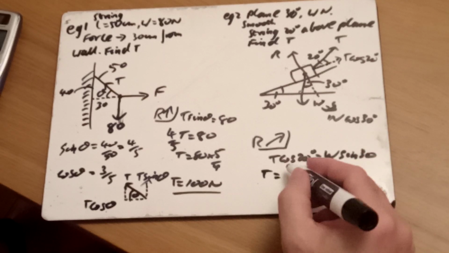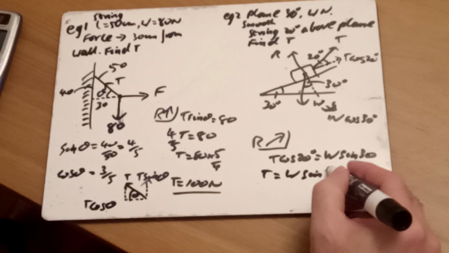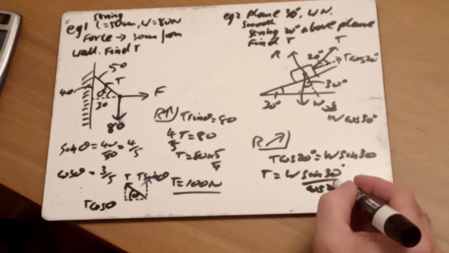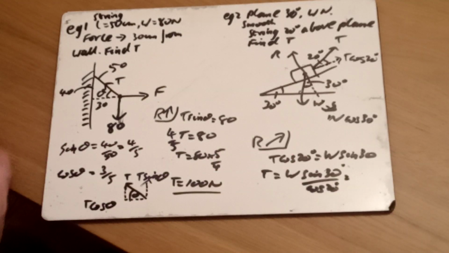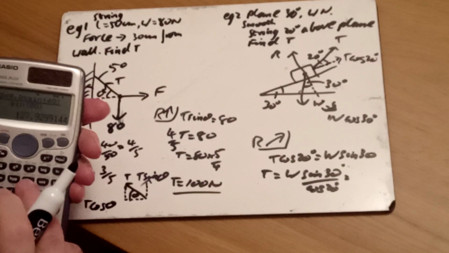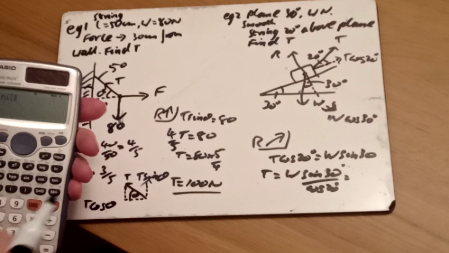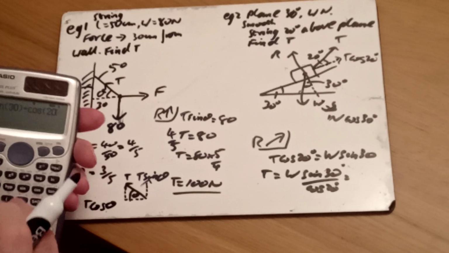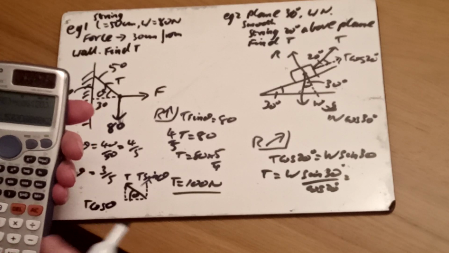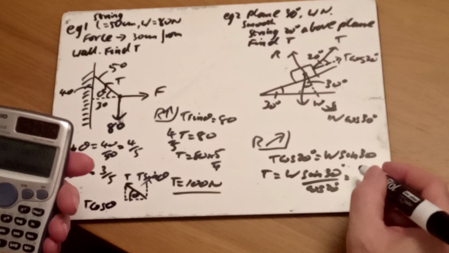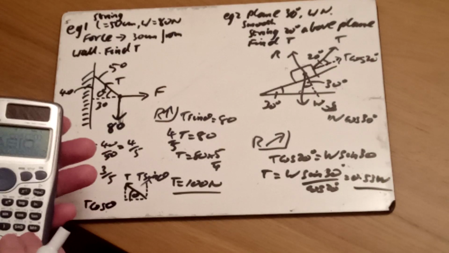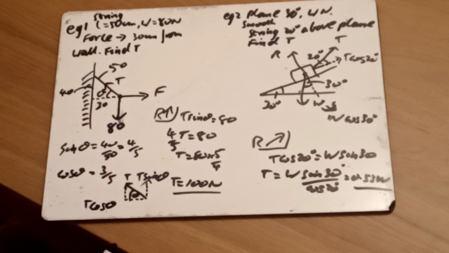So T then will equal W times sine 30 over cos 20. Now, I don't know the exact value of W, so I can only write it in terms of W. So I'm going to do sine 30, close brackets, divided by cos 20, close bracket, equals 0.532, 0.53 lots of W. Okay, that's the value. That means it's in equilibrium, holding it in place at that angle there.